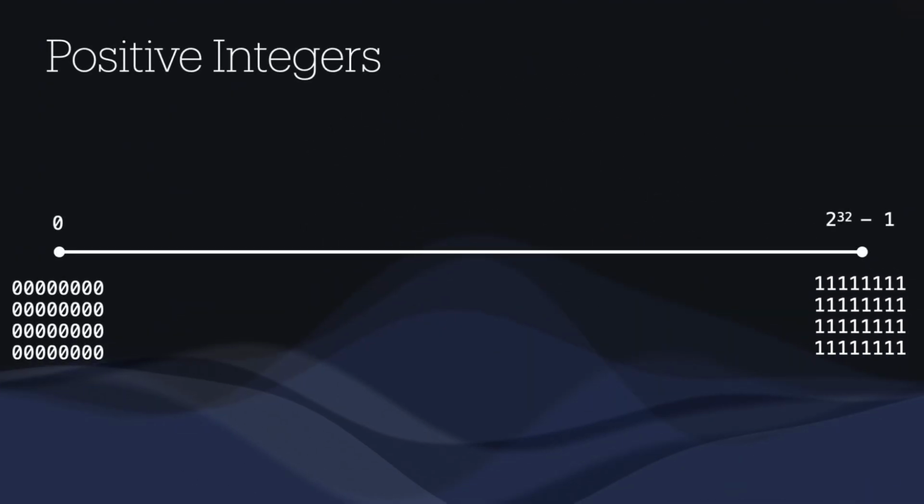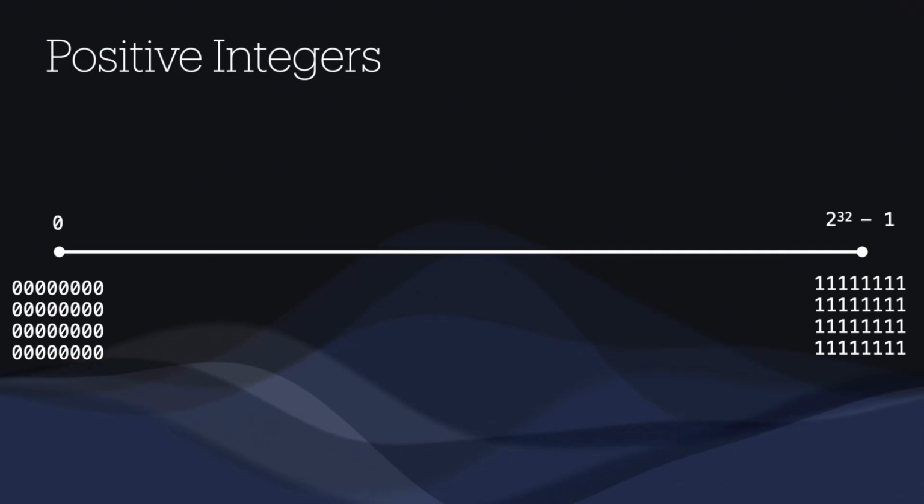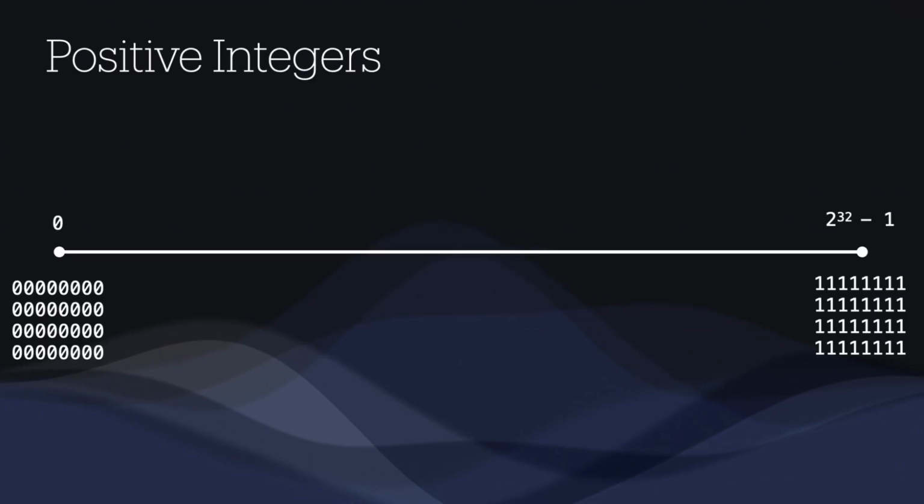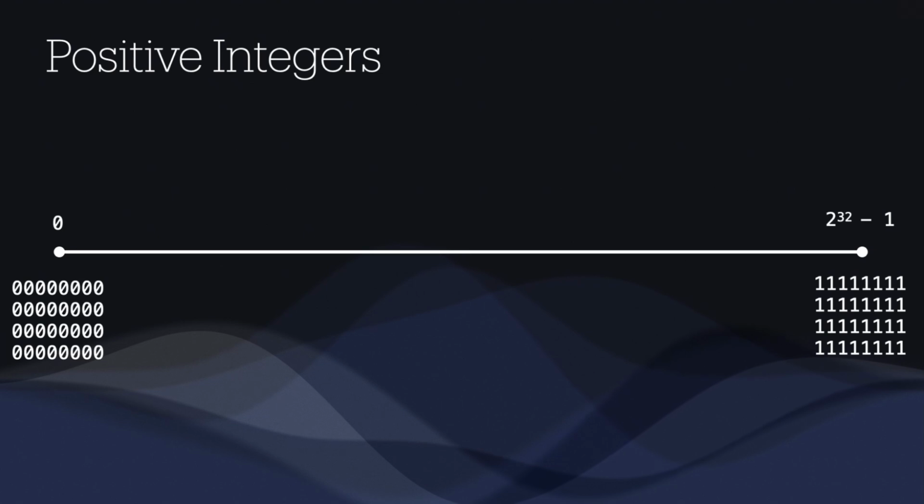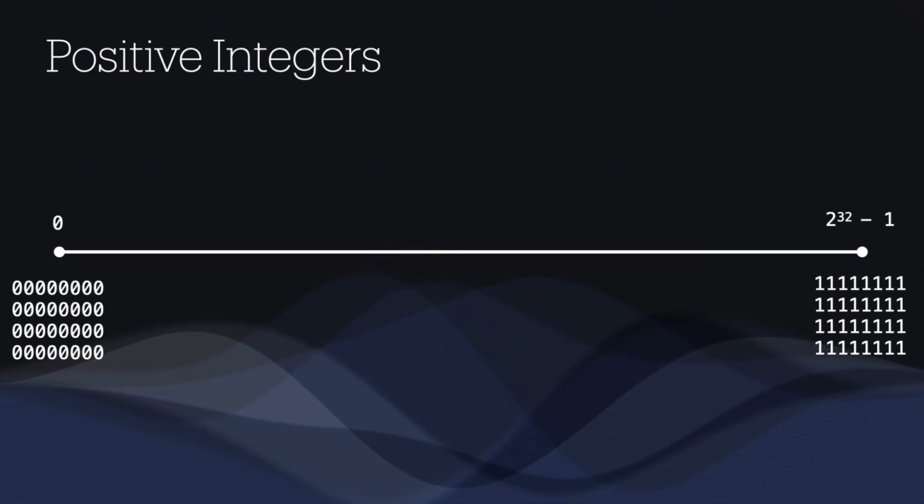In a traditional binary counting system, we can calculate the value of 32 ones by adding all of the powers of 2, from 2 to the power of 0 to 2 to the power of 31. This is equal to 2 to the power of 32 minus 1. In computer science, this number line represents what are called unsigned integers, because there is no way to denote if a number is negative or positive.